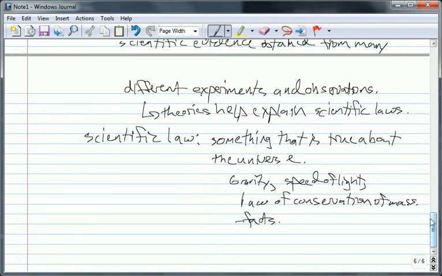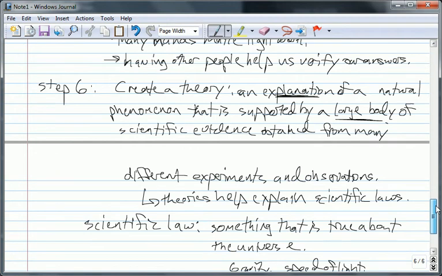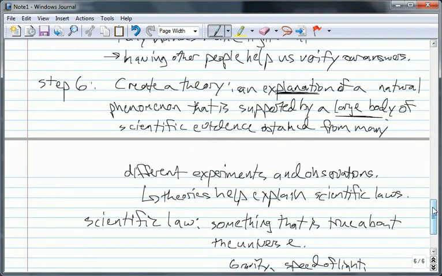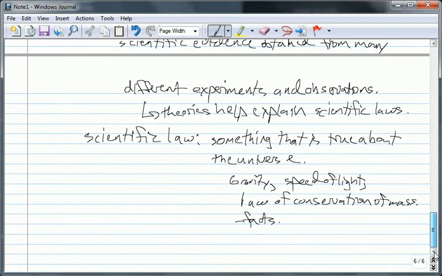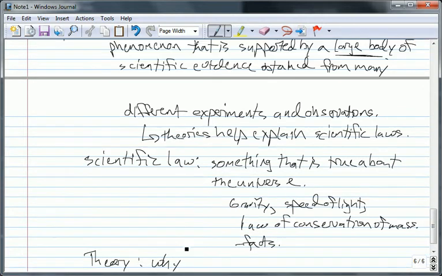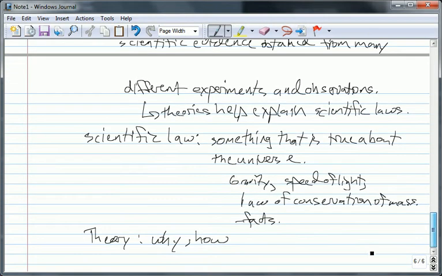The why and the how is related to theories. So once again, just to clarify, theories are why and how. That's the kind of thing that theory answers. And then a scientific law is a fact or a truth. That's how those two are different.